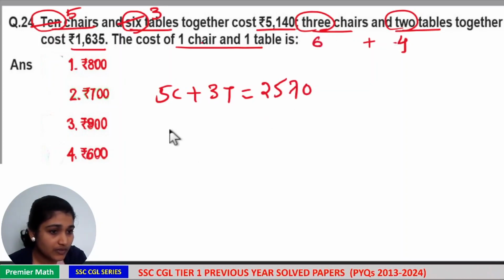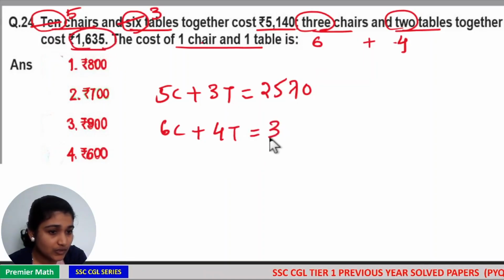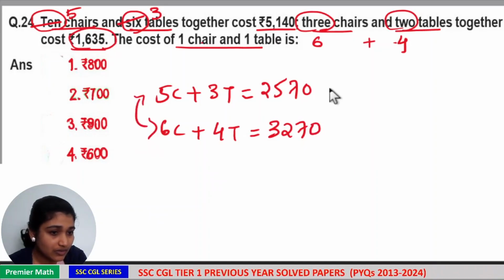Now take the double of the second statement. 6 chairs plus 4 tables cost double of 1635. 1600 into 2 is 3200. 35 plus 35 is 70. So 3270. Now the difference between these two is our answer.